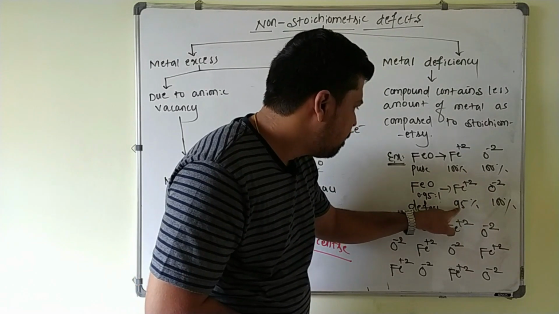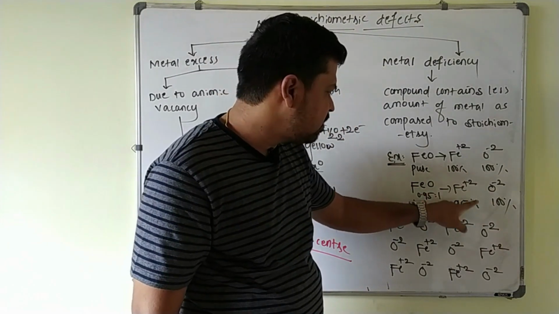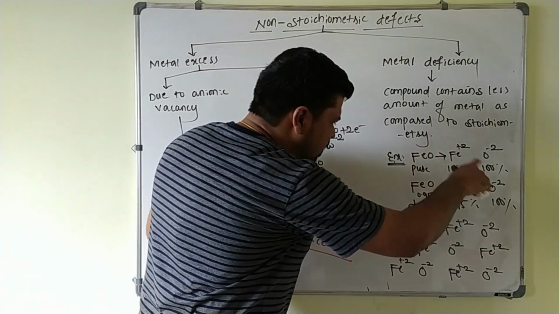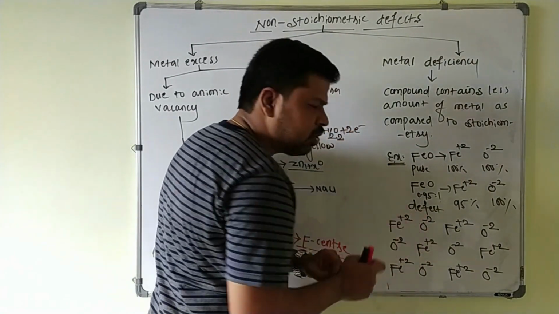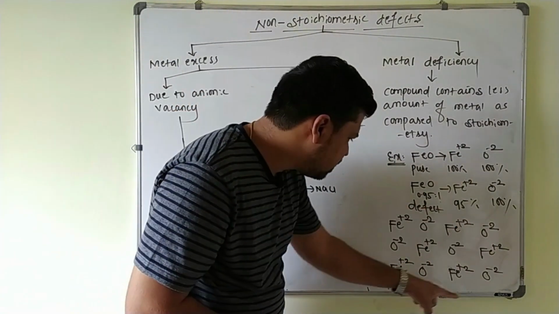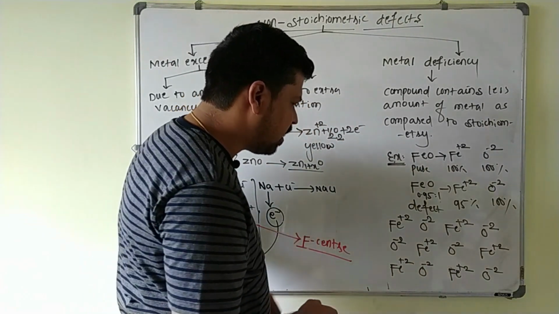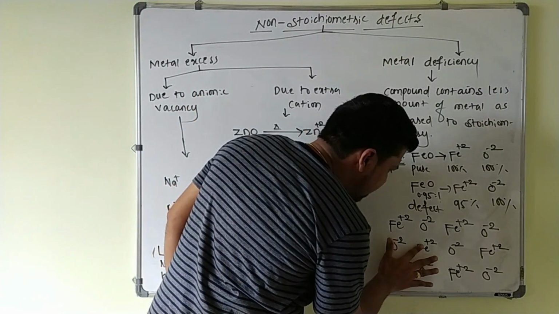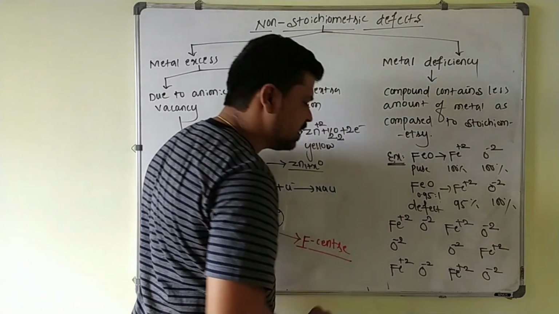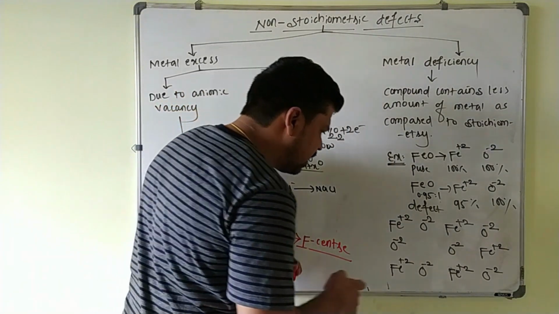Fe plus 2 ions are present only to the extent of 95% and oxide ions are again 100%. So some of the metal is missing here because cations are missing. So in the FeO crystal, Fe plus 2 ions and O minus 2 ions are there. And in this one, what happens? Some of the Fe plus 2 ions are missing. So one Fe plus 2 ion is missing here.